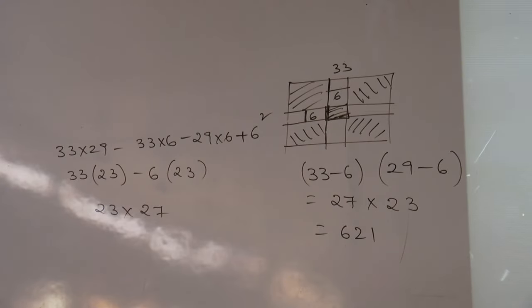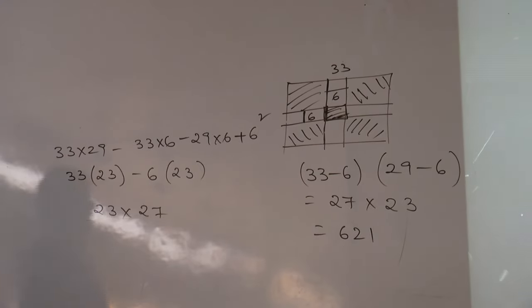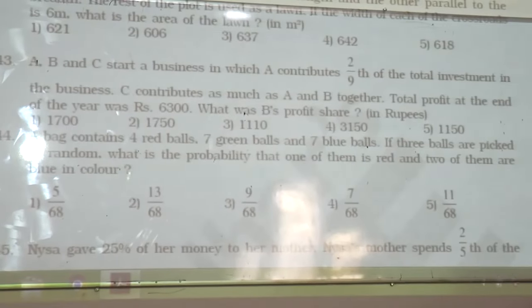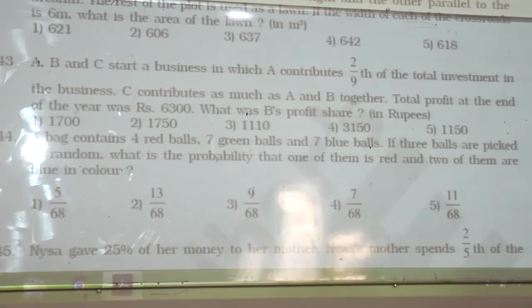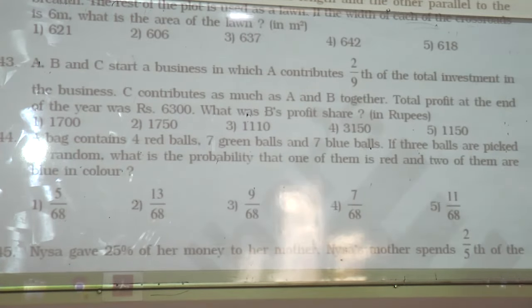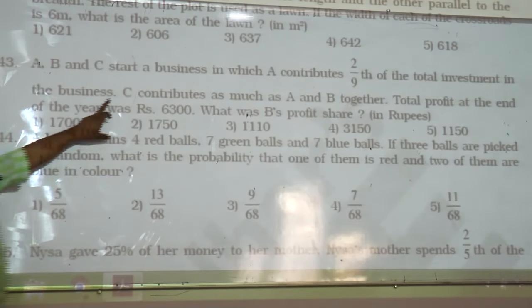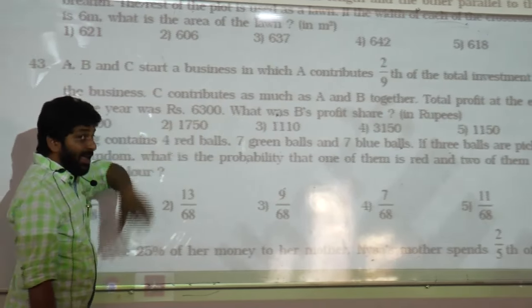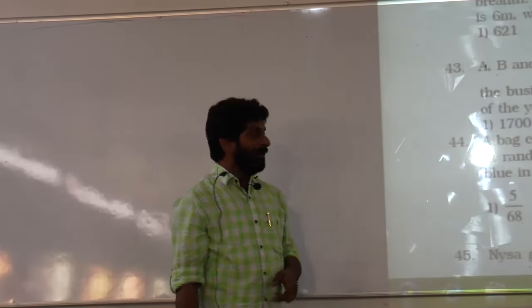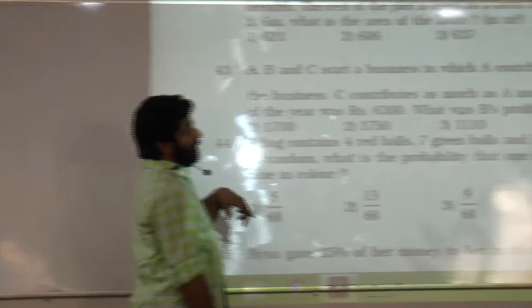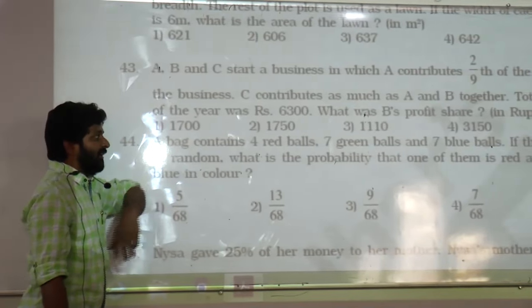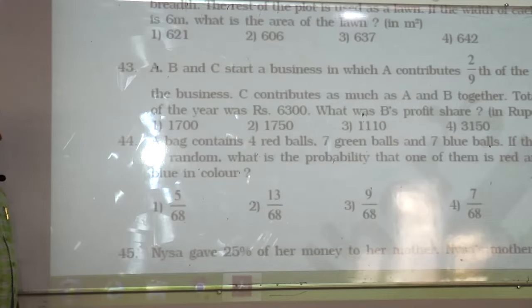Next, 43. A, B, C start a business in which A contributes 2/9 of the total investment, and C contributes as much as A and B together. That statement conveys C invested 50% of the total investment. C contributes as much as A and B together, in the sense, C invested 50% of the total. Yes or no? Right. Now, the total profit at the end of the year was 6,300. What was B's profit share in rupees?